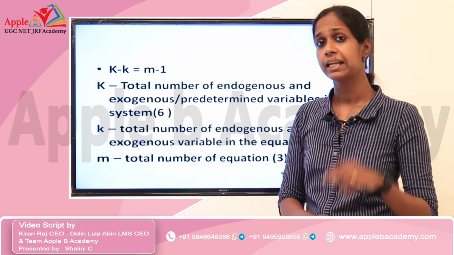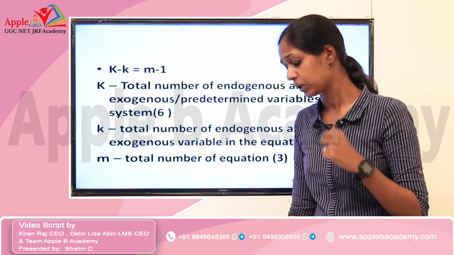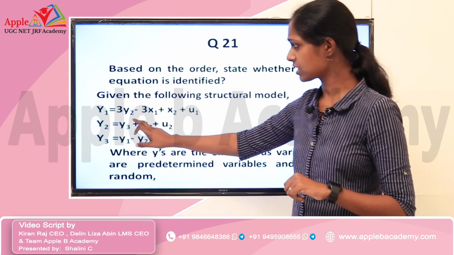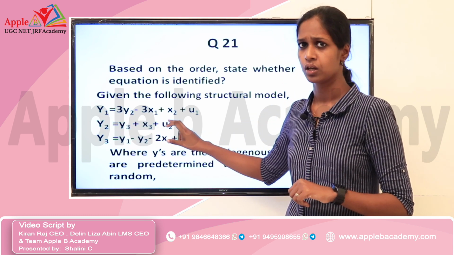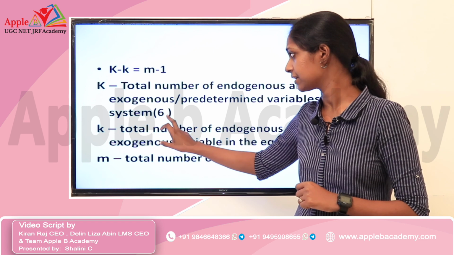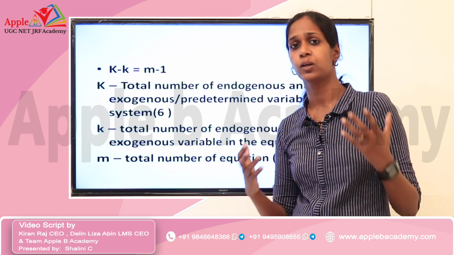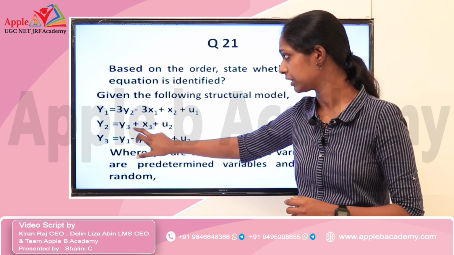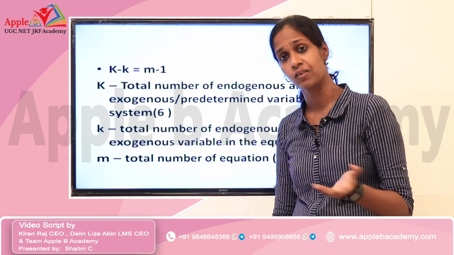Moving on to small k. In the particular equation in question, how many endogenous and exogenous variables are there? What they have asked is equation number 1. So, let us go back to equation number 1. In equation number 1, we have y1, y2, x1 and x2. So, basically there are 4. So, capital K is 6, small k is 4. Small m is how many equations are there in the system. Going back again, we have equation number 1, equation number 2, equation number 3. There are 3 equations.